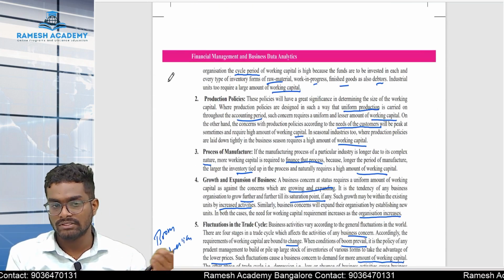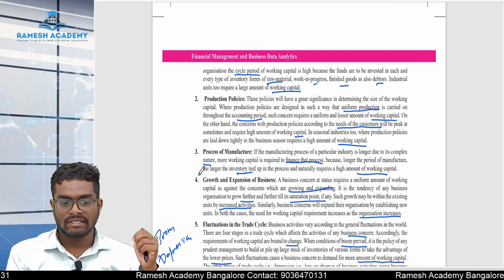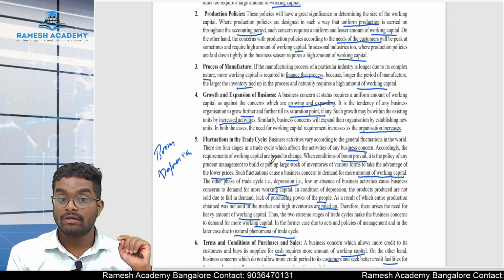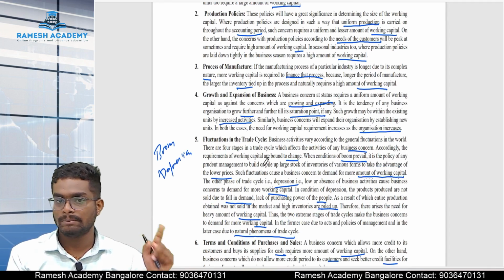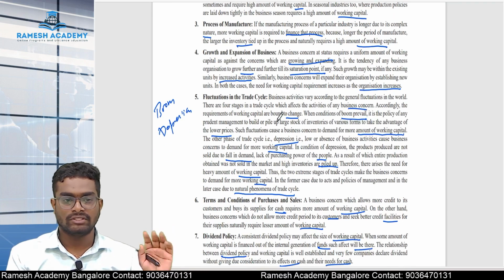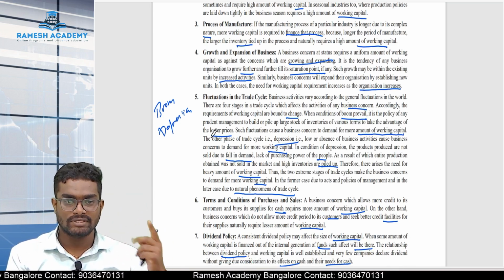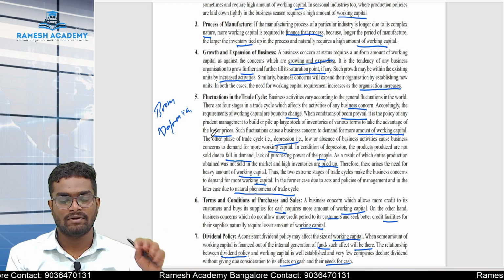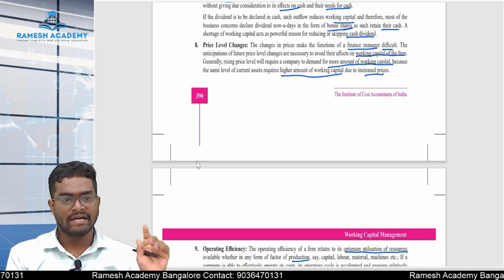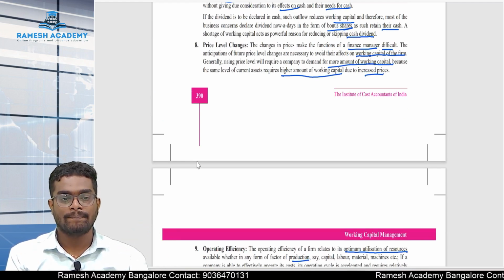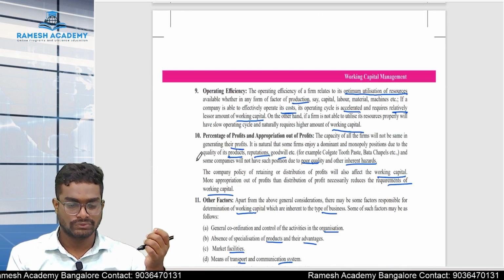Then the production policies. If the production process is long, more working capital; if it is short, less. Same in the case of manufacturing. If we want to go for growth and a business expansion model, we require more working capital because we will be having more payments. And the fluctuations, I told you, demand. If there is more demand, we have to take more. So we saw two situations, depression and boom. In both cases we require more working capital because we have to fill up the stocks. Then the price level changes. Obviously, we have to pay more for the same amount of goods.